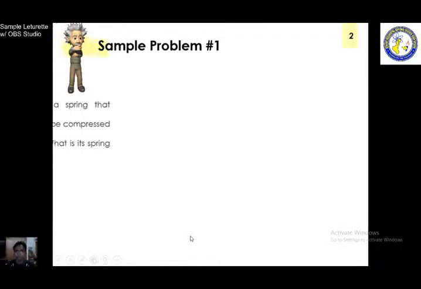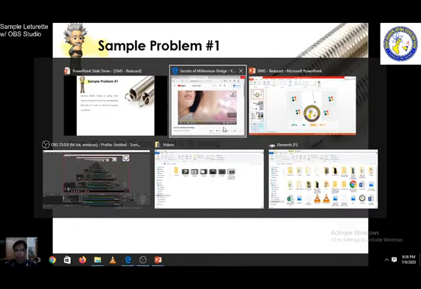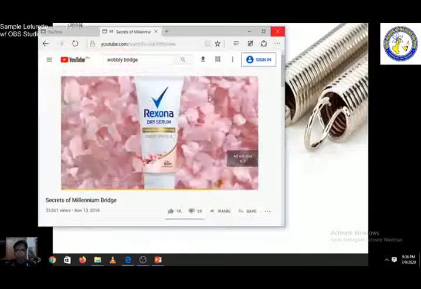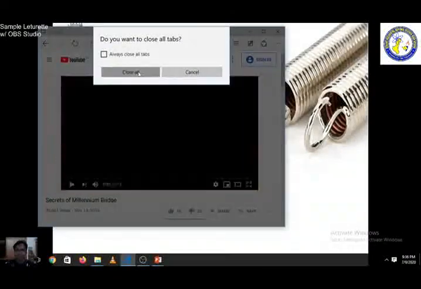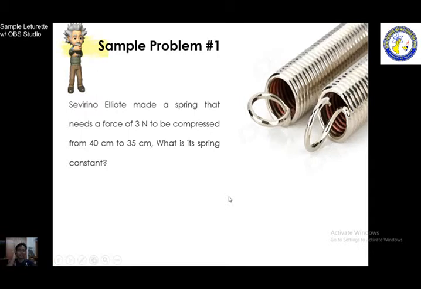So let's try to solve a sample problem on simple harmonic motion exhibited by springs. So you have there, Severino Eliote made a spring that needs a force of 3 newtons to be compressed from 40 centimeters to 35 centimeters. What is the spring constant?